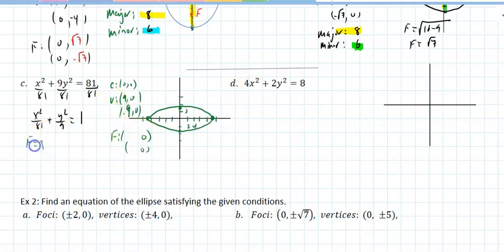So the foci would be the square root of 81 minus 9. That's the square root of 72. So square root of 72, square root of 9 is 8, square root of 81 is 9. So it has to be a number between 8 and 9, between 64 and 81. There's the foci, and there's the foci. So that would be the square root of 72 and negative the square root of 72.